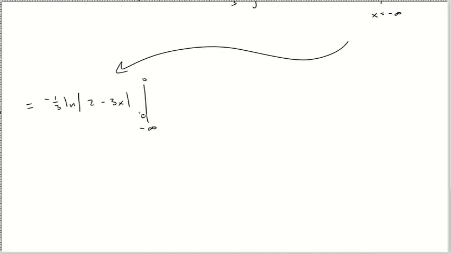So I'm more of an improper kind of guy, just in a different sense, where I'm not formal, let's say. What I should be doing is the limit as t approaches negative infinity of negative 1/3 ln of 2 minus 3x from t to 0. That's what I should be doing. Notice that I'm using a limit here. This is correct. I'm not going to say it's incorrect. I'm just going to say it's not really proper.